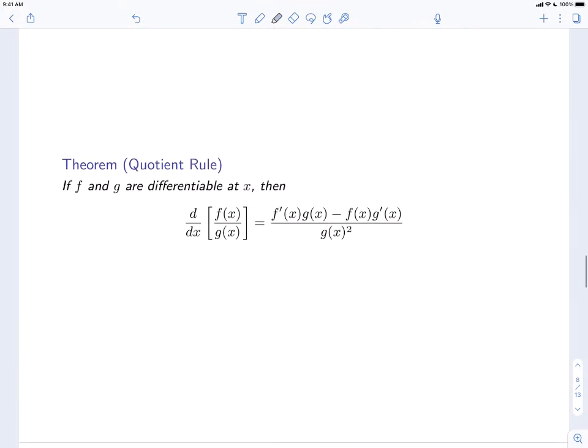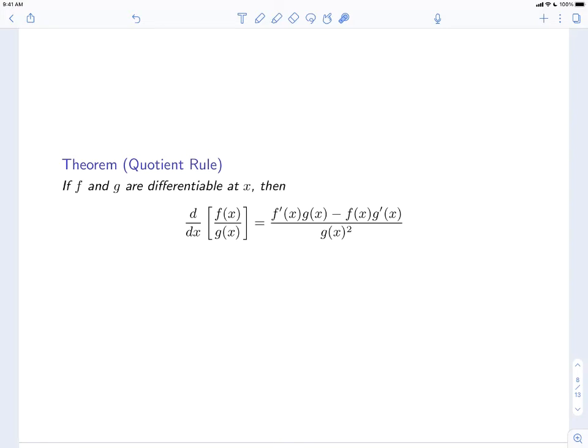Our next theorem is the quotient rule, and it tells us how to compute the derivative of a quotient. So what is the statement of the quotient rule? Well, we start with f and g, which are differentiable at x. Then the quotient rule tells us that f at x divided by g at x is also differentiable at x, and the derivative of f at x divided by g of x can be computed in the following way. F prime at x times g at x minus f at x times g prime at x, divided by g at x squared.